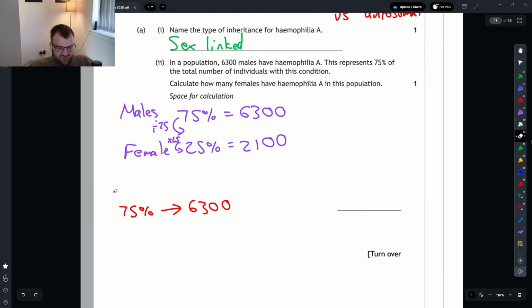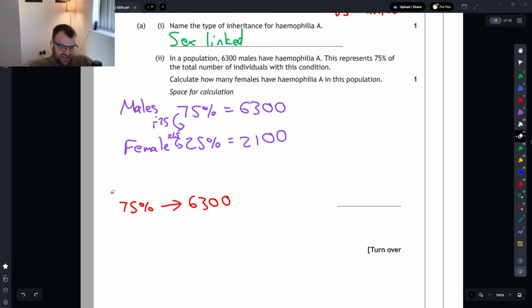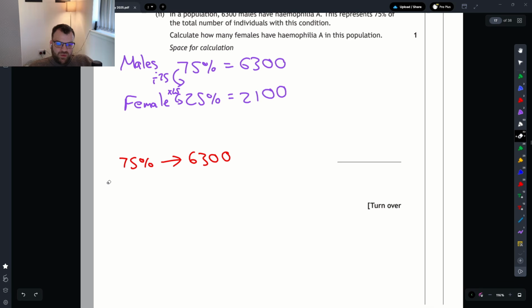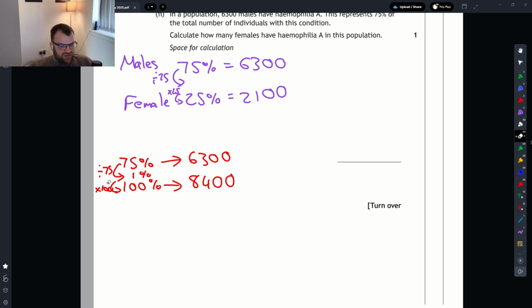Another option could be, if the numbers are a bit more horrible, not as nice, we could work out what 100% would be. So if we divide by 75 and times by 100, the same on the other side, we get to 8,400. And then 25% of that, a quarter of that, is 2100, just the same. So 2 different ways, depends on what works better in your head.